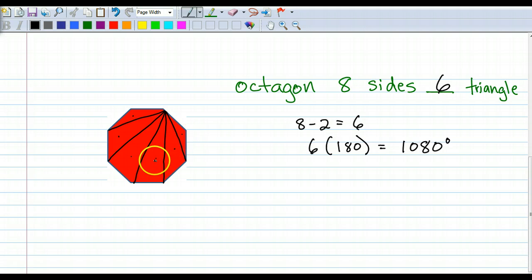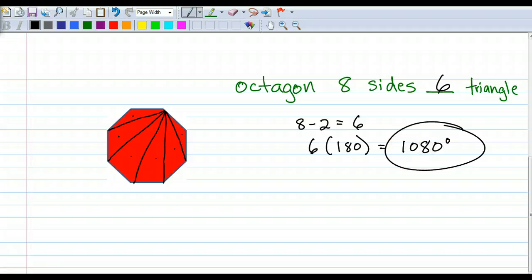180 plus 180 plus 180 plus 180 plus 180 plus 180, or 6 times 180. So an octagon has 1080 degrees. And no matter what the shape, as long as it has 8 sides, it's going to have 1080 degrees.